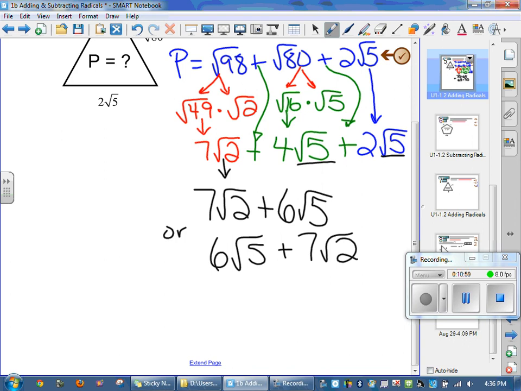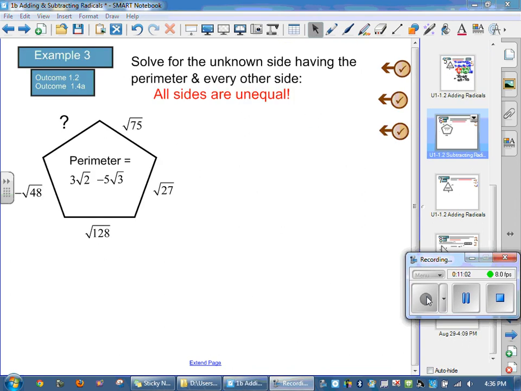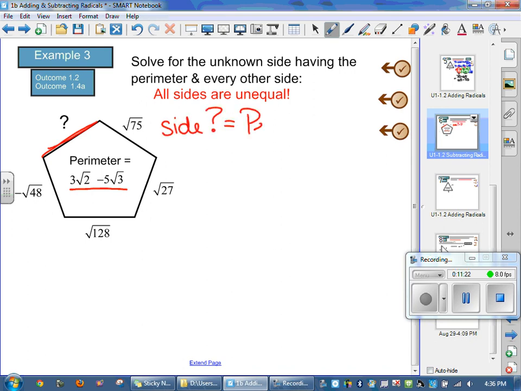We've got root 75, negative root 48, root 128, and root 27. And then we have an unknown side here. I do not know how long this side is, but I know the complete perimeter. So how do I find an unknown side? Well, the side is equal to perimeter, subtract all other sides.